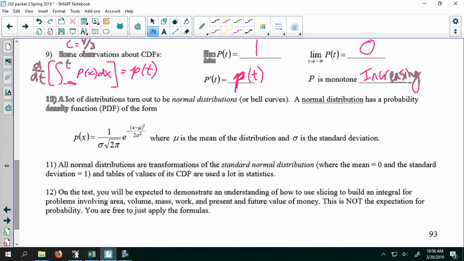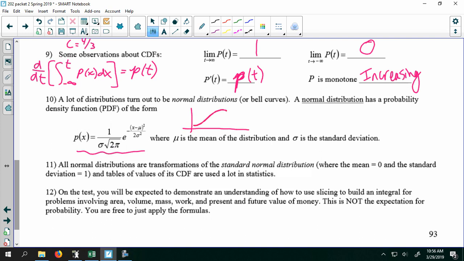A lot of distributions turn out to be normal distributions, better known as a bell curve. So a normal distribution has a probability density function, or PDF, of this crazy thing, where mu is the mean of the distribution and sigma is the standard deviation. So things like average height of American men, right, could be expressed under a normal distribution. So the normal distribution looks like a bell curve.